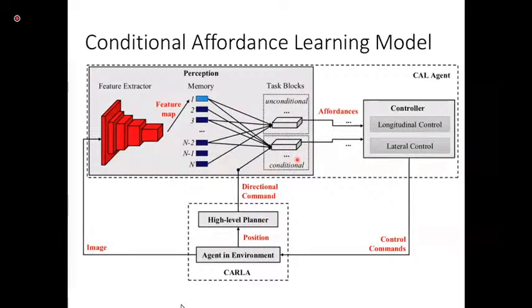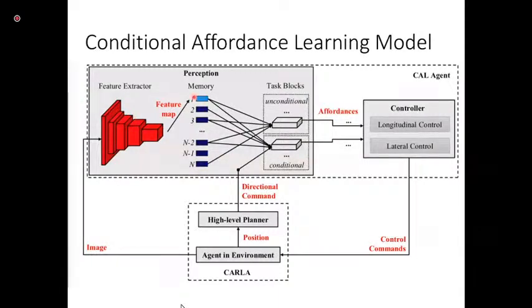Okay, so this is what is here. So there are these conditional blocks to which the directional commands go. Okay, and there is a feature extractor. So they use this VGG network. I'm not sure, you know about the VGG network, but you can use any generic feature extractor network from computer vision, and then you can train it further. So they use the VGG network. Okay, so there is the feature extractor network.